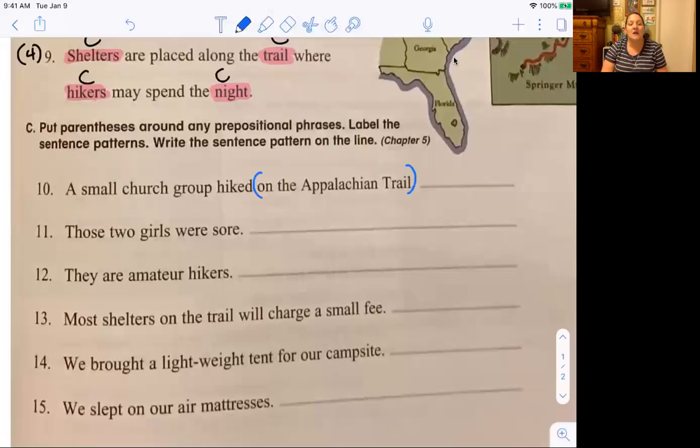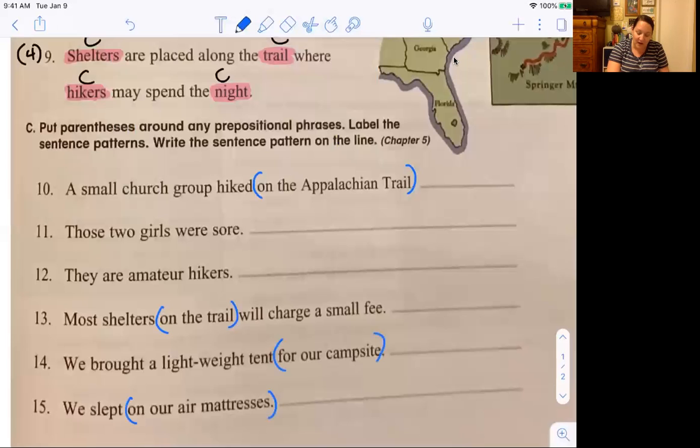We're going to go through and find all prepositional phrases, then we'll go back and label the sentences. Number 11, those 2 girls were sore. Are there any prepositional phrases? Nope. Number 12, they are amateur hikers. Prepositional phrases? Nope. 13, most shelters on the trail will charge a small fee. On the trail. Number 14, we brought a lightweight tent for our campsite. And number 15, we slept on our air mattresses.